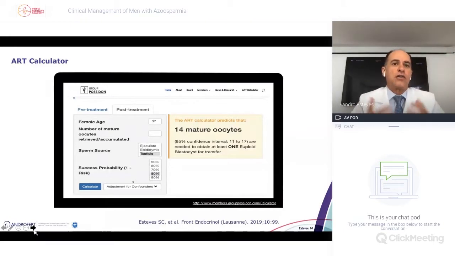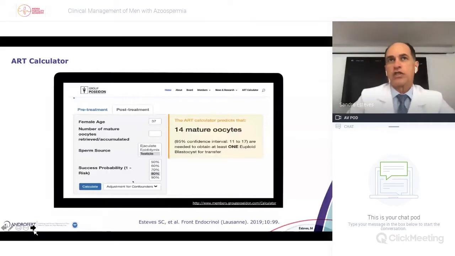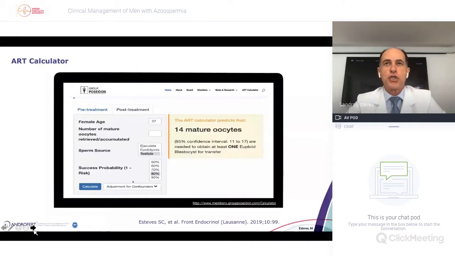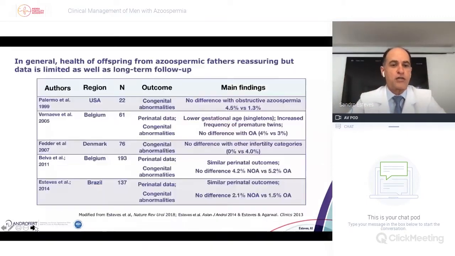Even if you don't do blastocyst, it doesn't matter. You could use the calculator to decide what is the ideal number of mature oocytes you need to achieve, theoretically, a euploid embryo for transfer to that particular patient. You can do cleavage transfer, you can do PGT if you like, but the predictive model here is to provide you some guidance.